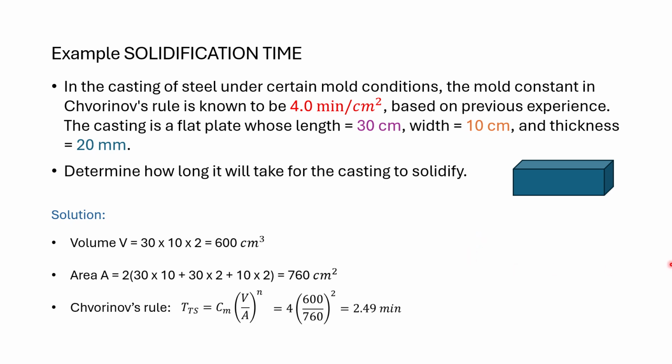Finally, we apply the Chvorinov rule, and the time for solidification can be calculated to be equal to 600 divided by 760, taken to the power of 2, multiplied by 4, and this will be equal to 2.49 minutes. As simple as that.